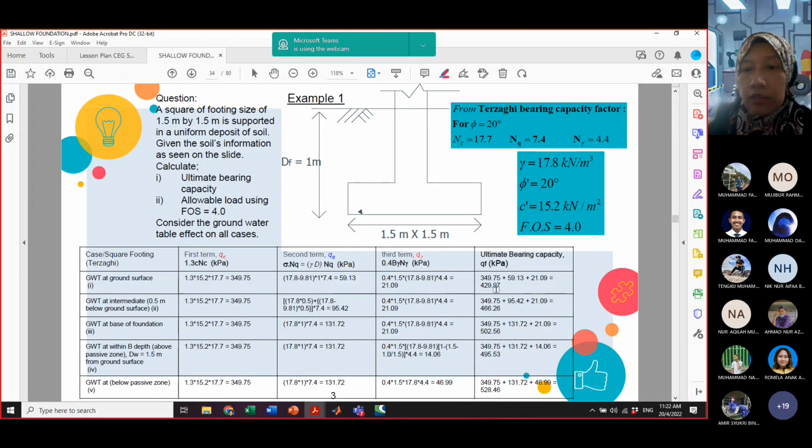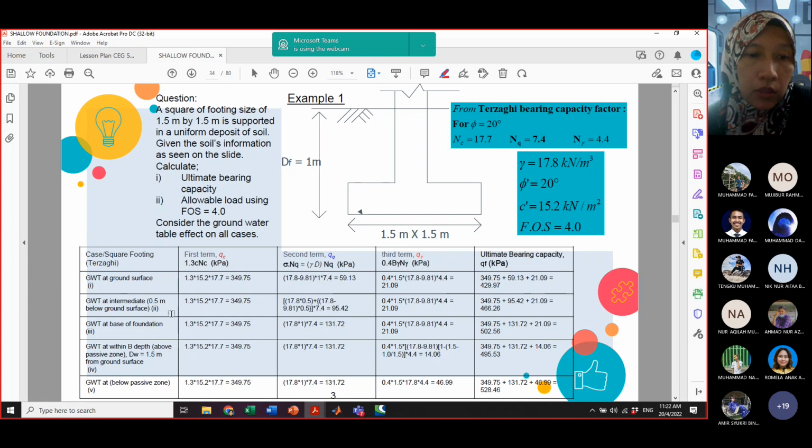So the ultimate is the total up semualah. Tambah daripada 349.75, 59.13, kemudian 21.09. So you dapatlah 429.97. So I hope this one is very clear.